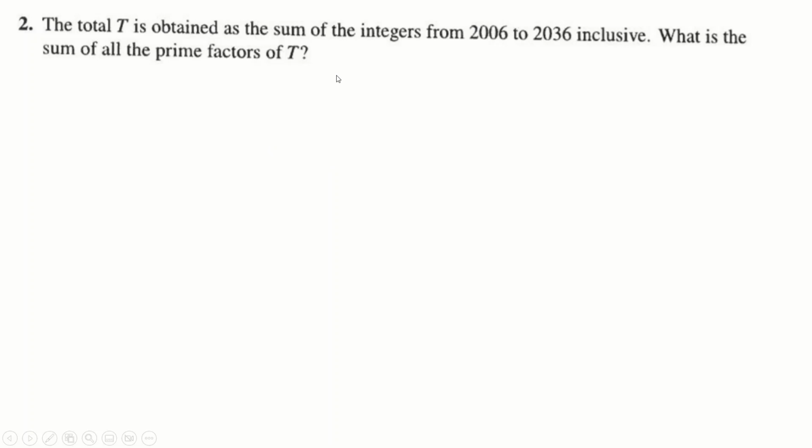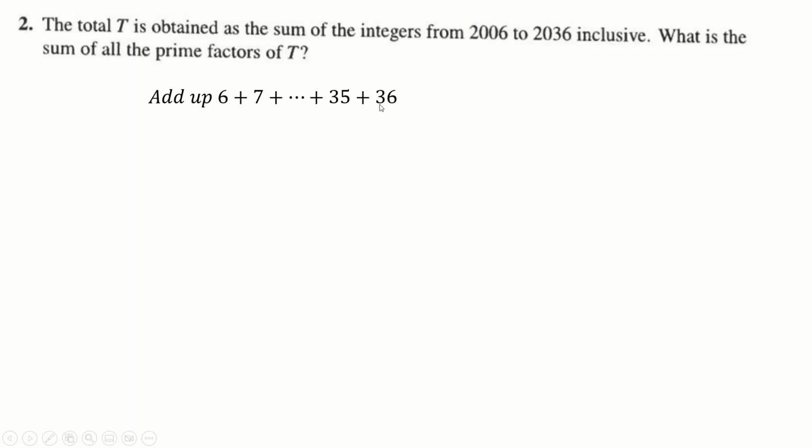I probably would have also got this question wrong because this is hard. I might quickly show you what I did to start with, even though it doesn't work. I thought about adding these numbers up, right? So I thought a smart way to add these numbers up is to just add 6 to 36 up and then add in all of the 2000s in afterwards.